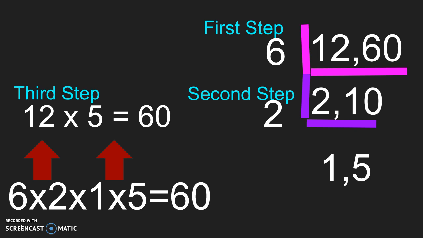The third step. 6 times 2 times 1 times 5 equals 60, because we break it up. 6 times 2 is 12, and 1 times 5 is 5. 12 times 5 equals 60, and that's how you get the answer.